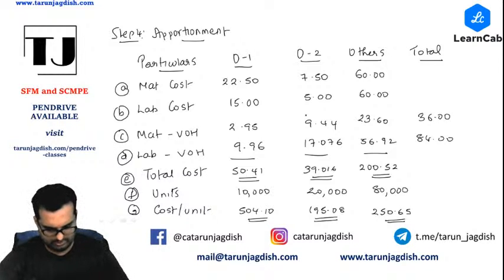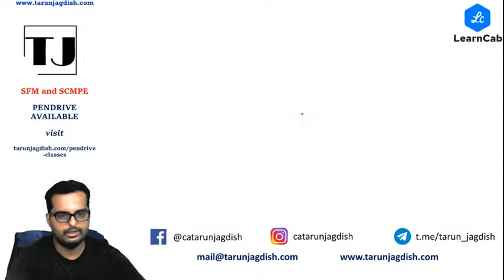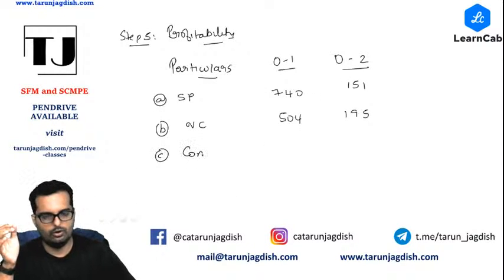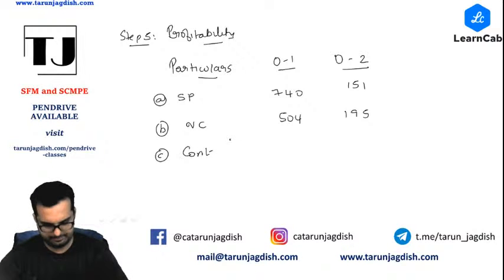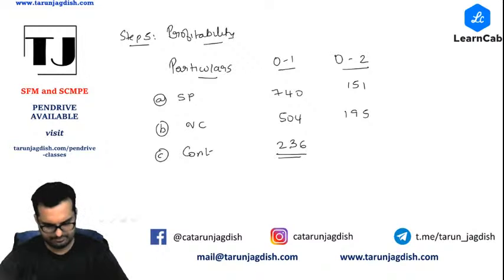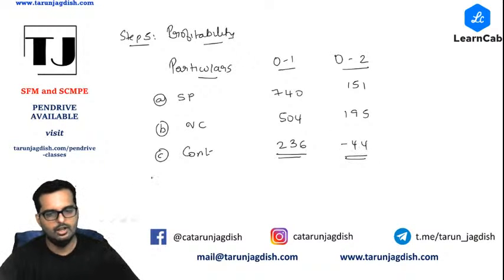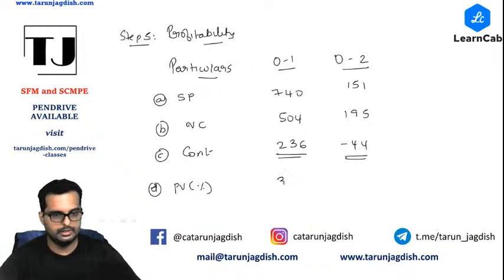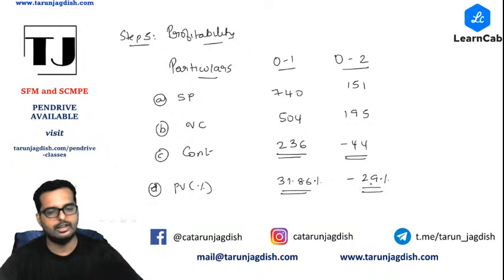39 lakh into 1 lakh divided by... Yes, 195. So now tell me what is the contribution that you are getting over here? 236 for the first one. Minus 44 friends. So what about the PV ratio? It turns out to be 31.86% for the first one and minus 29% for the second one.